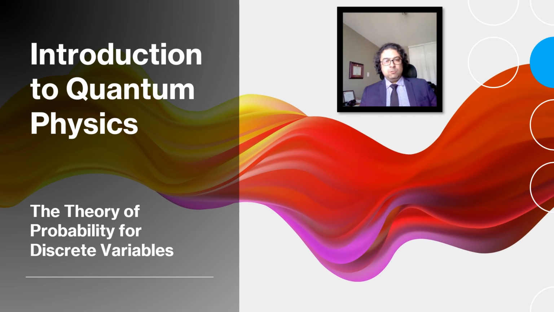Now, today we are going to focus on the theory of probability for discrete variables. Now, discrete variables are variables that come in chunks and they are discretized. They don't form a continuum, and you can assign whole numbers to them.